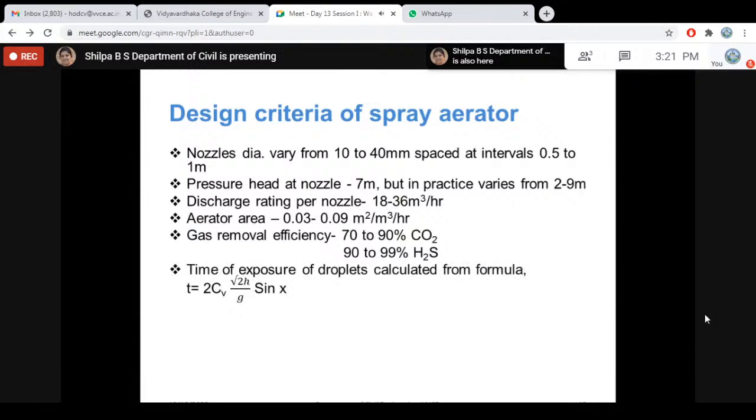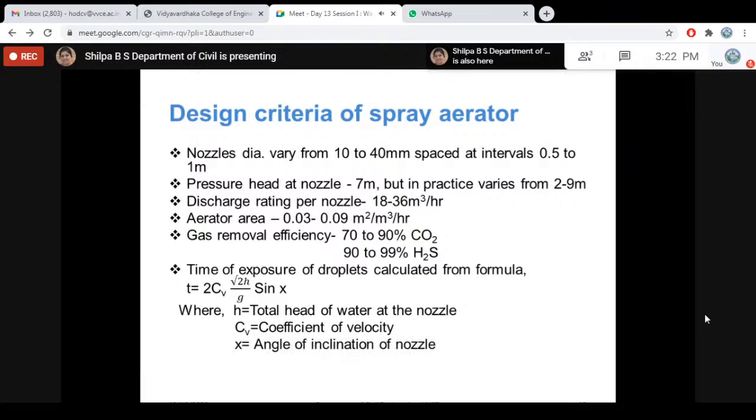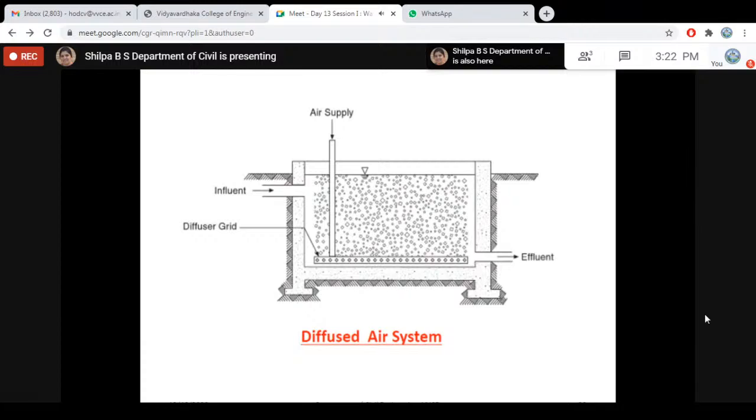And in this, the time of exposure of the droplets to the air we can calculate using this formula: T equals 2 CV square root of (2H by G) into sin X, where H is the total head of water available at the nozzle, CV is the coefficient of velocity, and X is the angle of inclination of the nozzle.